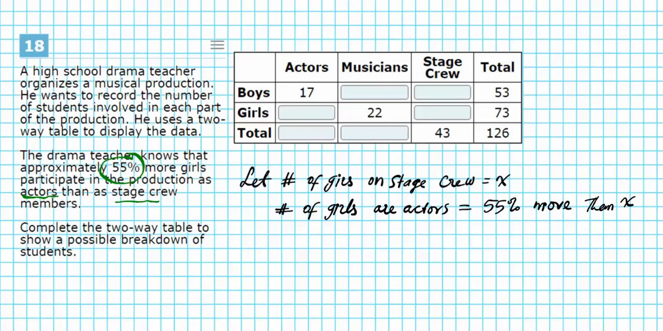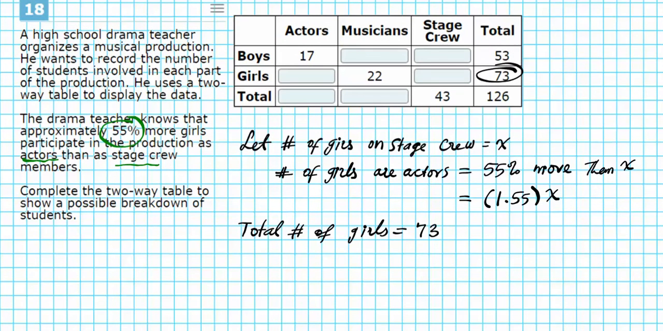Okay, so if we want to write this in mathematical form, it's simply 1 plus the percentage in decimal form, 0.55, multiplied by the number of girls on the stage crew, which is X, so 1.55X. Okay, all right. What do we know about the total number of girls? Total number of girls is 73. So if we add horizontally, number of girls that are actors plus musicians plus stage crew should give you the total number of girls.